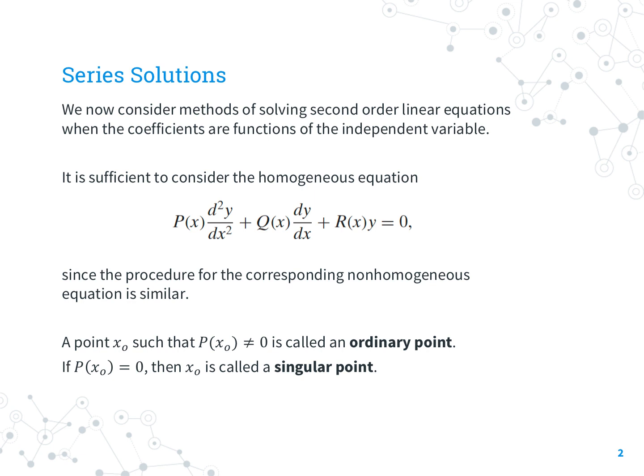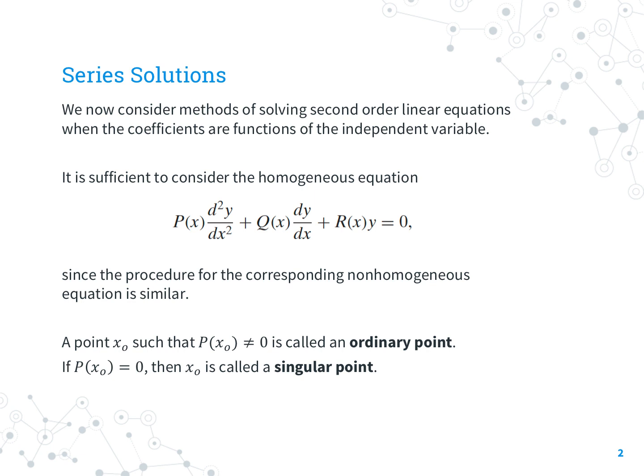So it's sufficient to consider here the homogeneous equation where we have a function p of x times our second derivative, plus another function q of x times our first derivative, and a third function r of x times our y itself. And the sum of all of these terms is 0. Since the procedure for the corresponding non-homogeneous equation is similar, we're going to focus solely on homogeneous to understand the process.